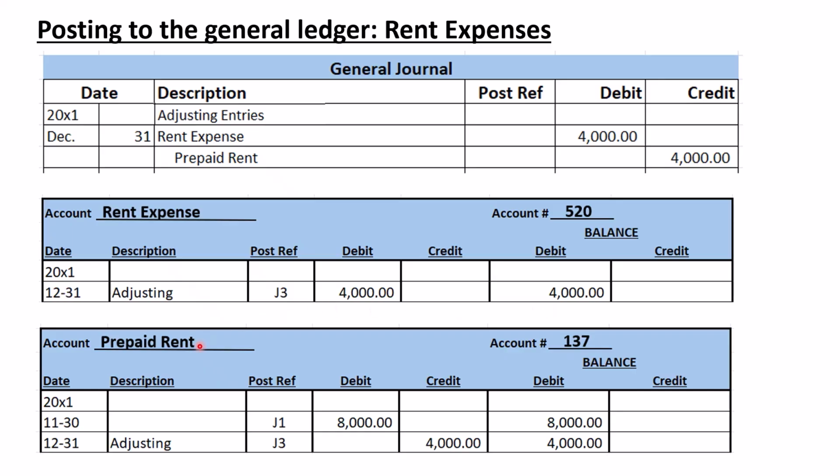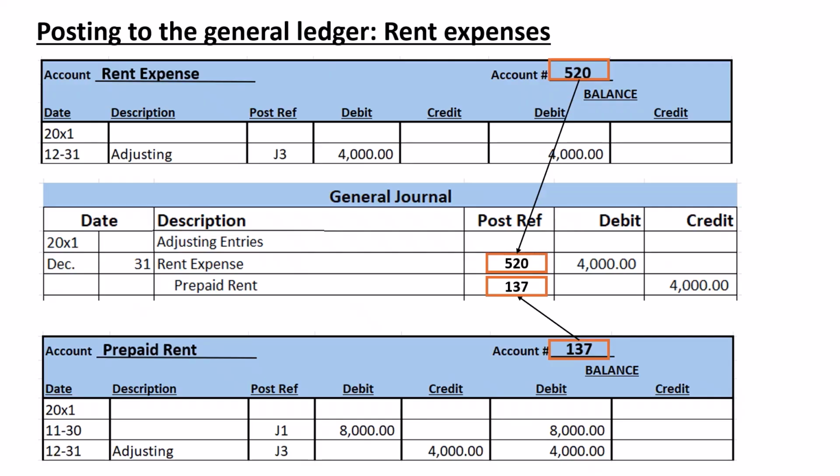Next, we'll look at the prepaid rent general ledger account. This account already has activity and a balance of $8,000. Let's write the date into the date column, "Adjusting" into the description, the journal page J3 into the posting reference column, and the credit of $4,000 into the credit column. We now need to calculate the new balance, which is $4,000. Once the entry is posted, we update the posting reference column of the journal entry to show the account number 520 for rent expense and account number 137 for prepaid rent.